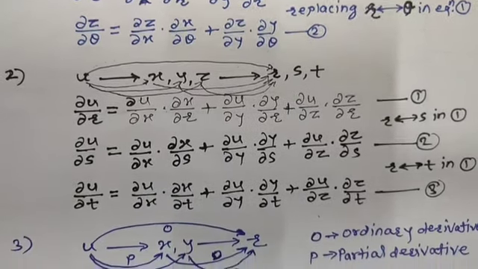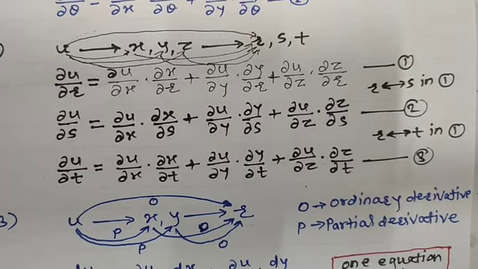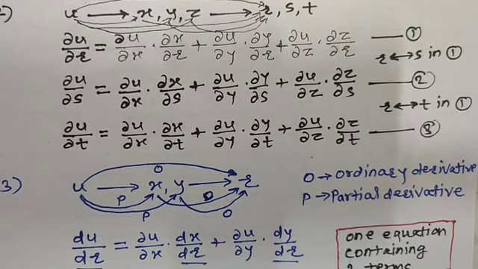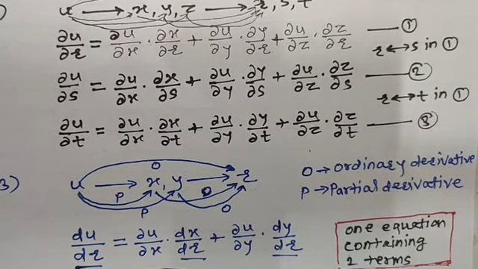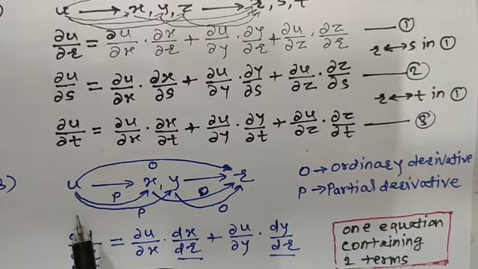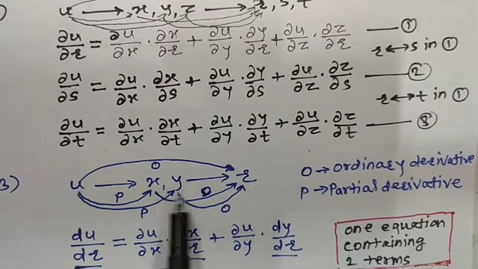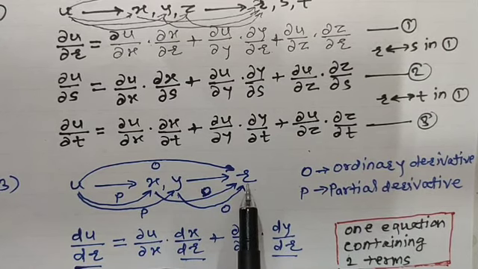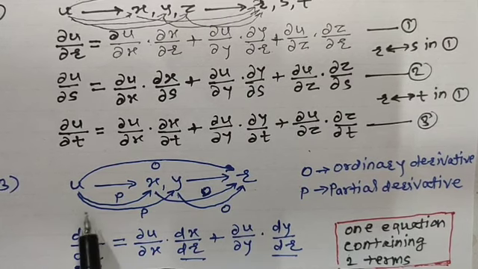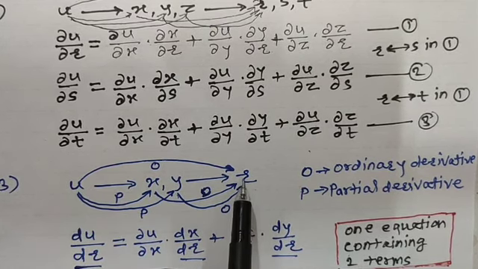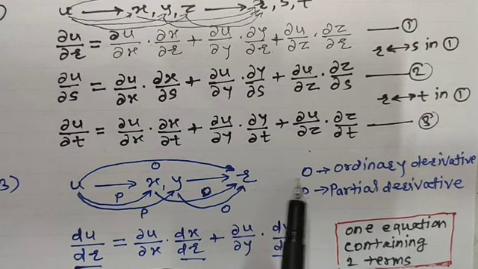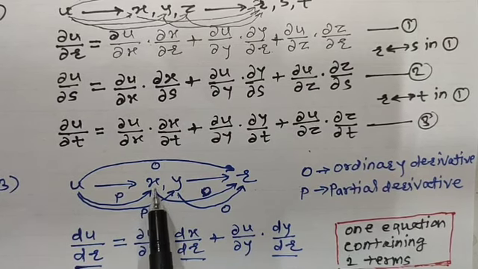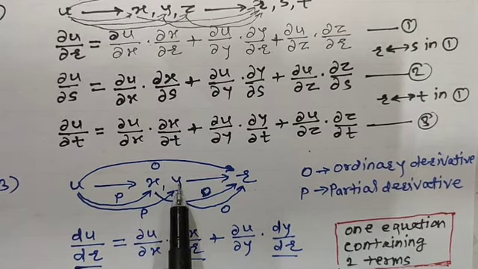Now, similar to this, we are considering the third flow diagram. Here, u is a function of x and y variables, and both x and y are functions of a single independent variable r. At the tip of this arrow, there is a single variable, not more than one variable, and at the tip of this other arrow, there are 2 variables.